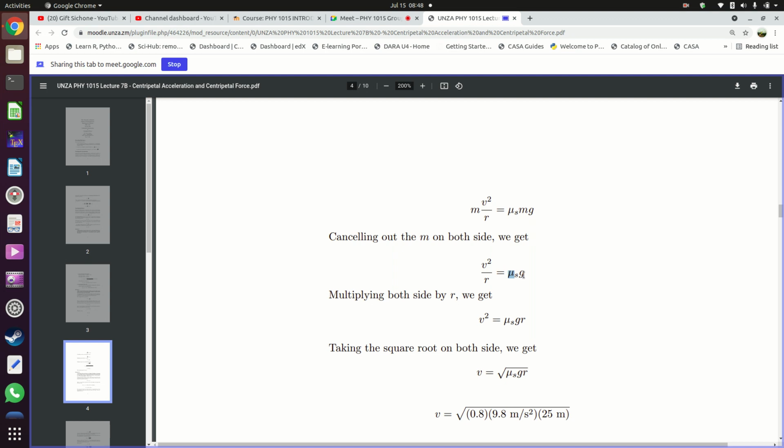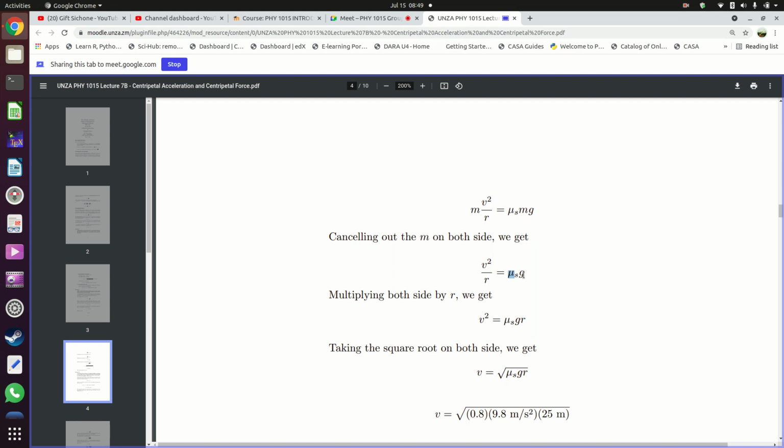What does that tell you? It tells you that the maximum speed with which this particular car is going to move around the roundabout does not depend on the size of the car.